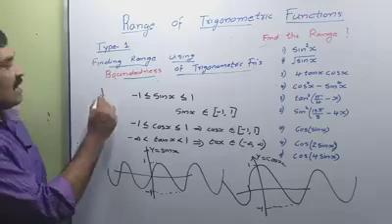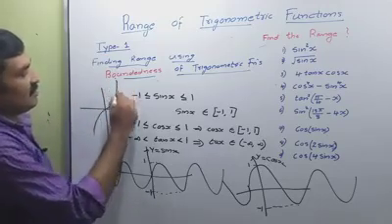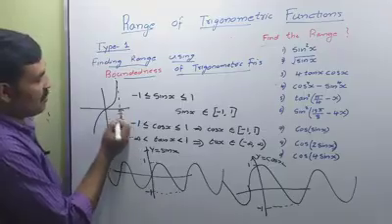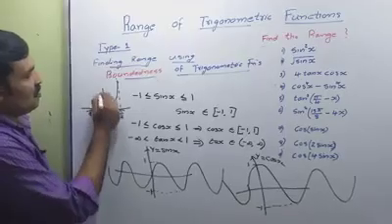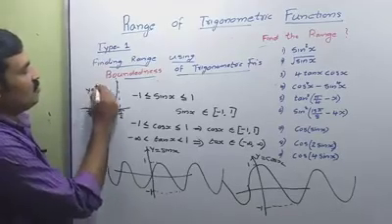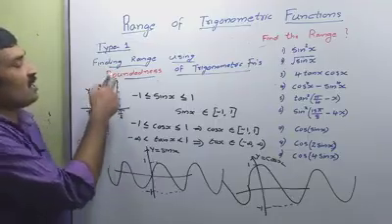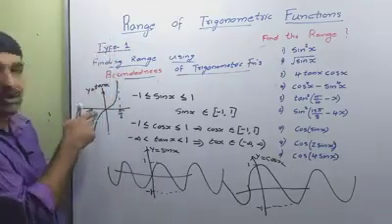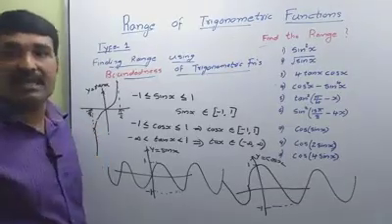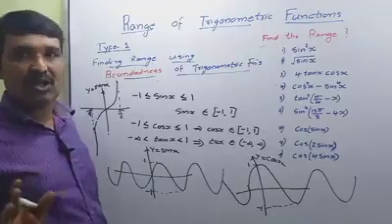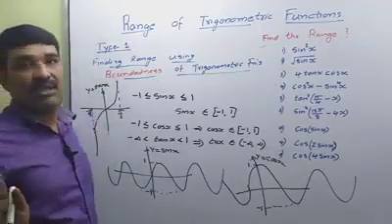In the case of the tangent function, the graph will look like this. This is at pi by 2 and this value is at minus pi by 2. This is y is equal to tan x. When x is approaching pi by 2, the value of the function goes to plus infinity. When x is approaching minus pi by 2, the graph is going to minus infinity. That is not a bounded function. So the value of y is from minus infinity to plus infinity.